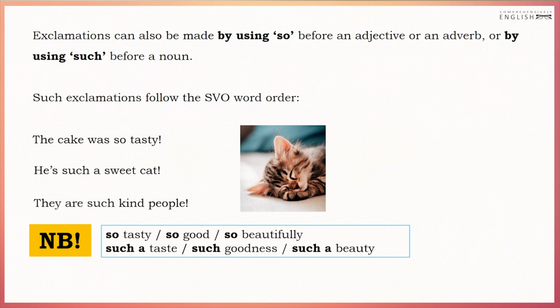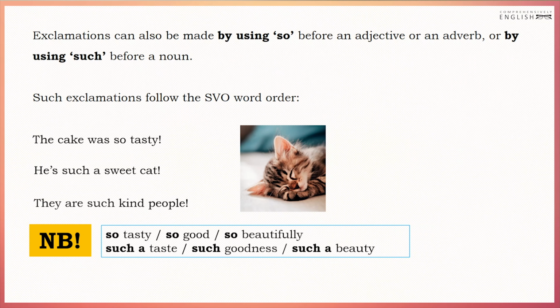Please note that we use so in front of adjectives and adverbs. For instance, so tasty, so good, so beautifully. Beautifully is an adverb. But we use such in front of nouns. Such a taste, such goodness, such a beauty. The presence of the indefinite article here depends on the noun that you have.